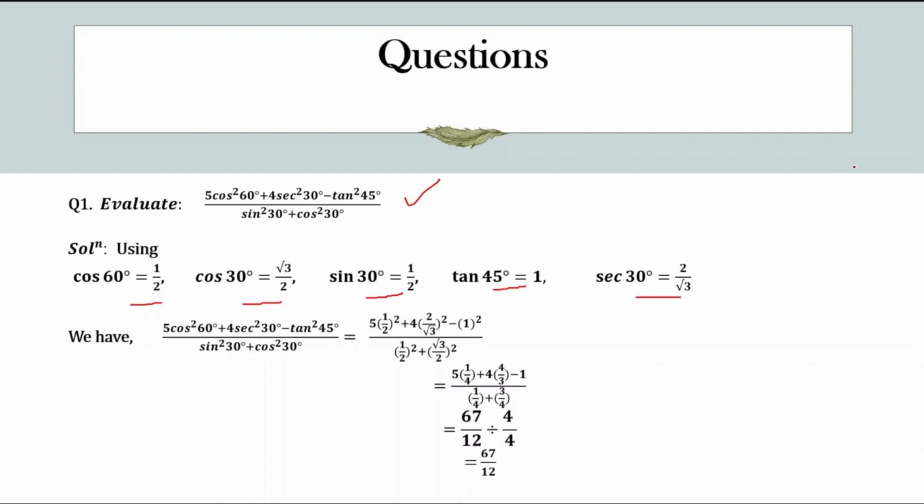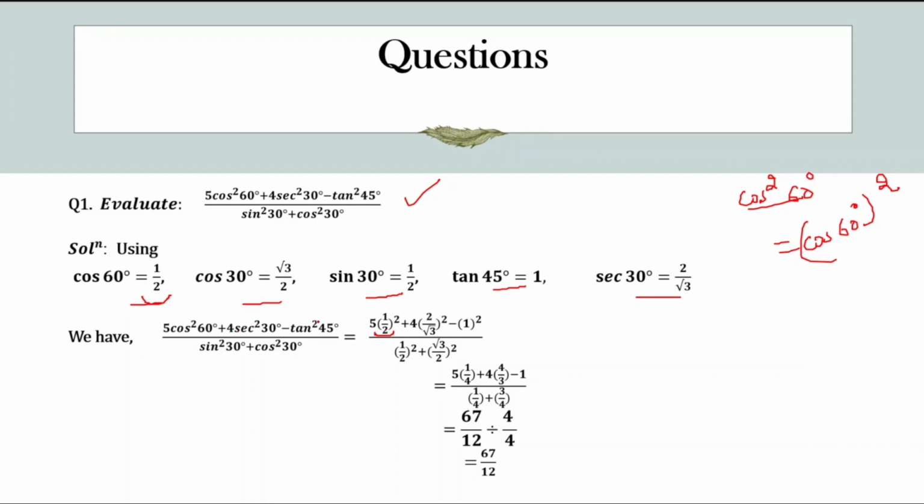5 cos square 60. Please remember this thing. Whenever there is cos square of any angle, what does that mean? It means cos 60 degrees whole square. It means this is the square of the entire trigonometric ratio. So what you will do, 5 at its place. What's the value of cos 60? It's 1 by 2. So cos square 60 means cos 60 degrees whole square. Cos 60 was 1 by 2. That's why the whole square of 1 by 2.